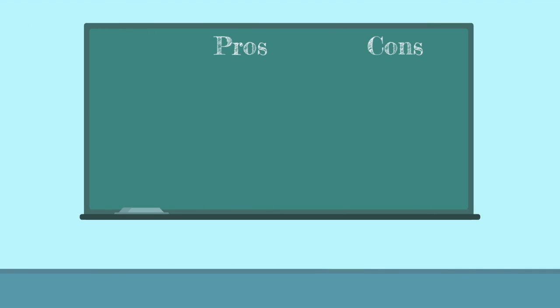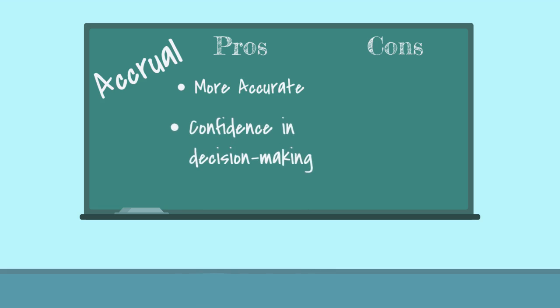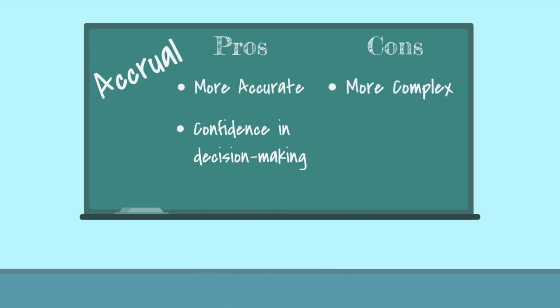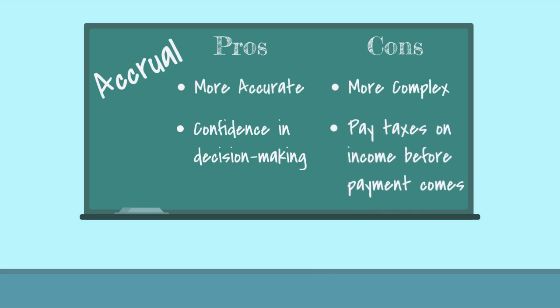Now let's go over accrual basis. The first pro is that it's a more accurate picture of the business finances and performance, which means management decisions can be made with more confidence. Now, a couple cons are that it is more complex since you do have to record invoices rather than just looking at your bank account. And you also have to pay tax on income before you actually receive the payments.